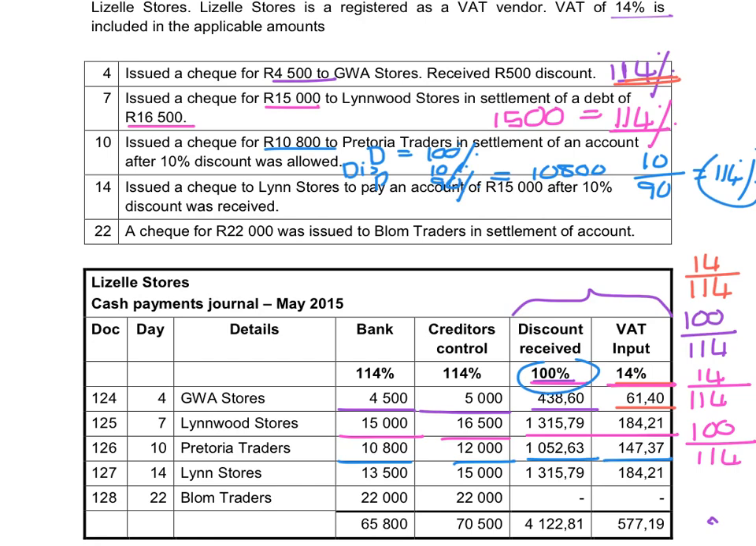Issued a cheque to Lynn Stores to pay an account of 15,000 after 10% discount was received. In this one, they don't give us the amount on the cheque. They give us the total debt. So that means we will have to reduce the creditors with 15,000. So we will first have to calculate what is the amount on the cheque and what is the discount.